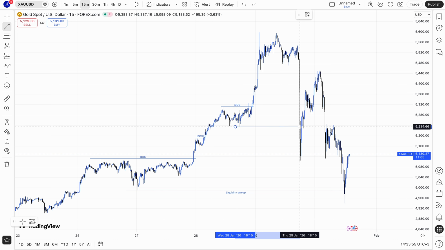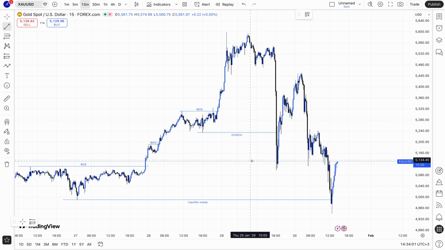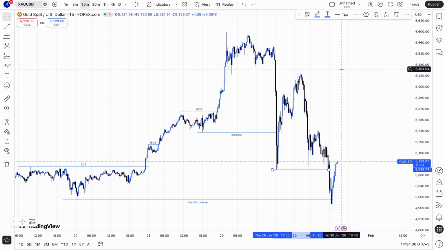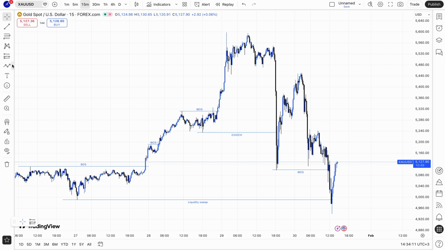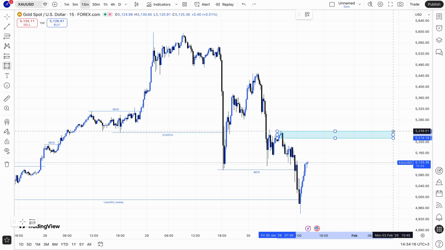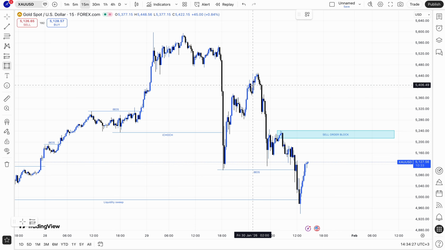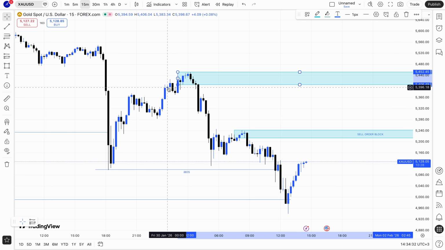Then internal market structure shifted to the downside. Then you had a continuation to the downside, break of structure. So we have two scenarios here still, because you can see you have our supply, our first supply zone, which is this one, and then you have our second one. Now this one is not valid. Need a valid one. I think it's this one. Is this valid? Yep.